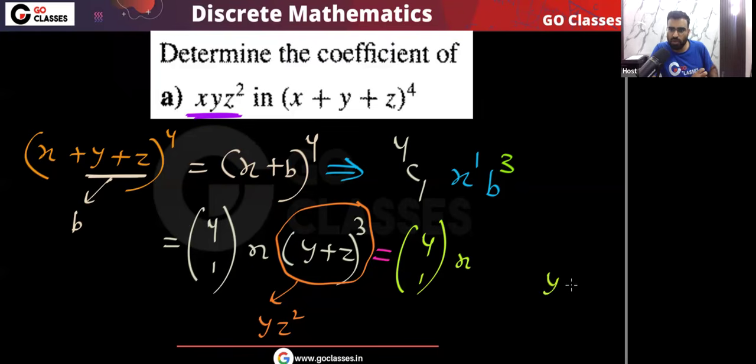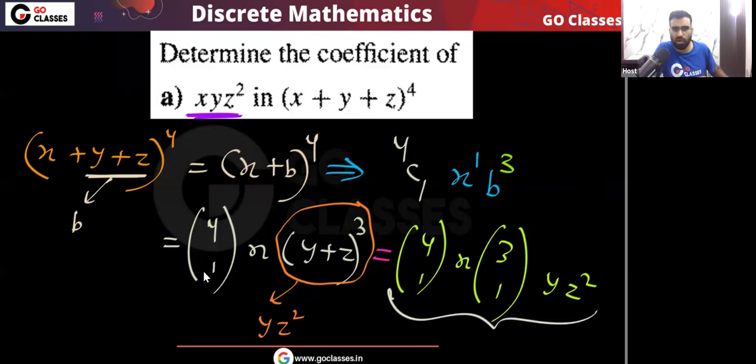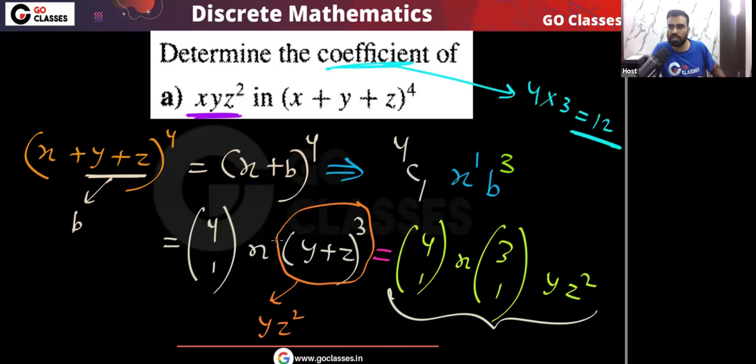So if you have y z power 2, then what will be the coefficient of y z power 2? There are three factors now. From three factors, you choose one which will give you y, the remaining will give you z. Okay, that's it. So what will be the coefficient of x y z power 2? The answer will be 4 into 3. Yes or no? 4 into 3, that will be 12. So the answer will be 12.